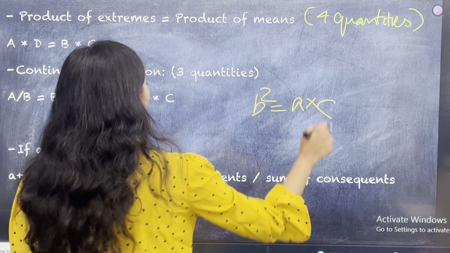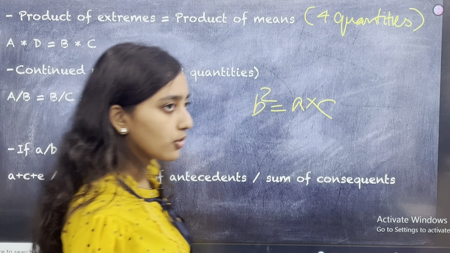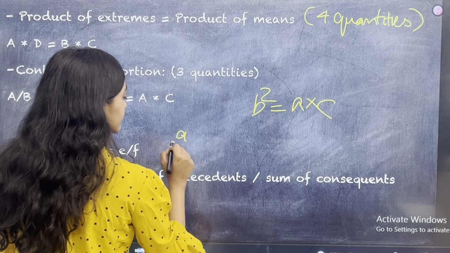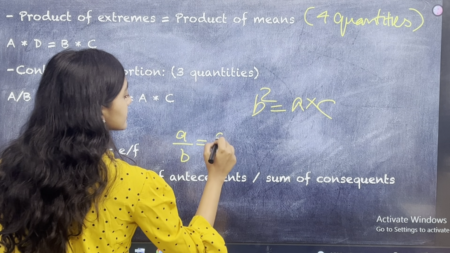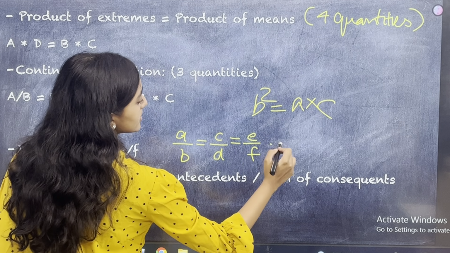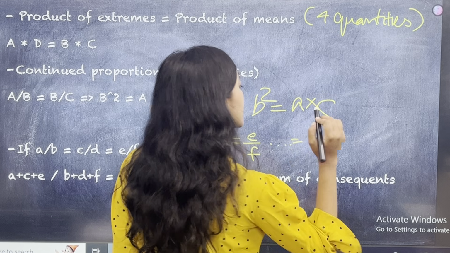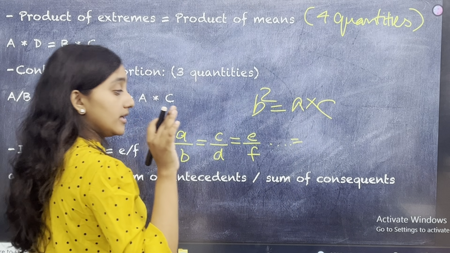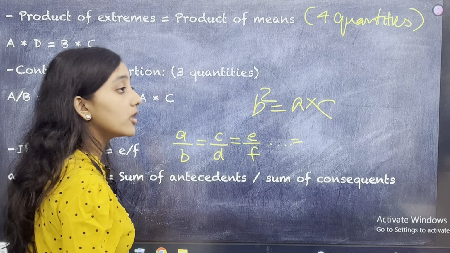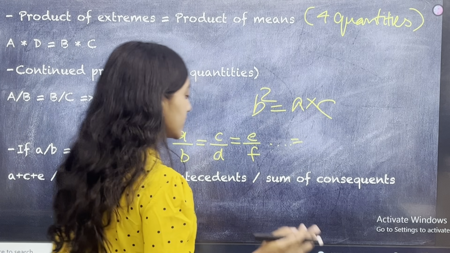Now let us go to another small concept which I want you to know. If you have A by B is equal to C by D is equal to E by F and so on, then the sum of the antecedents divided by the sum of the consequents will be equal to each of these ratios. What are antecedents? What are consequents?